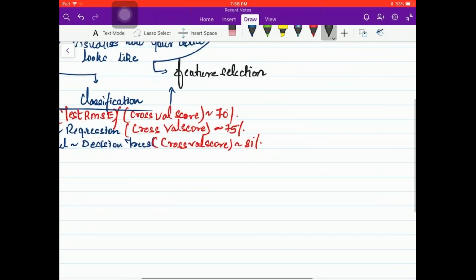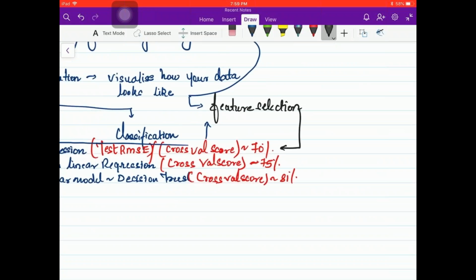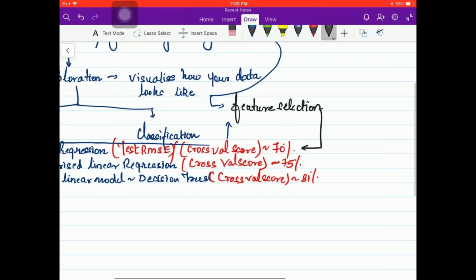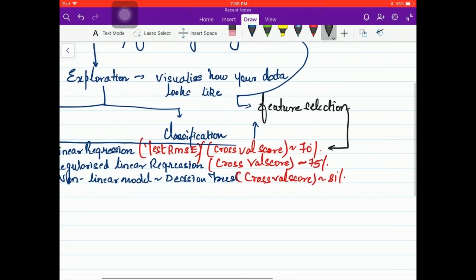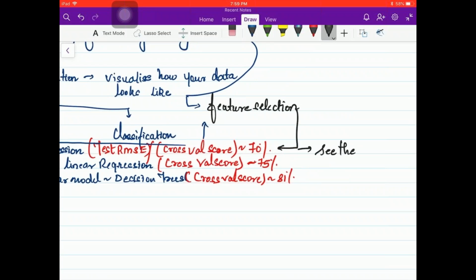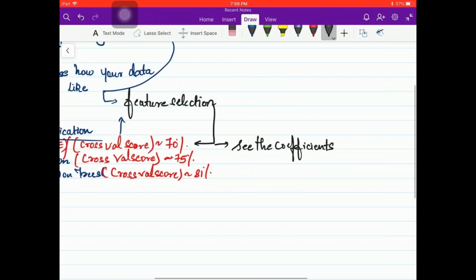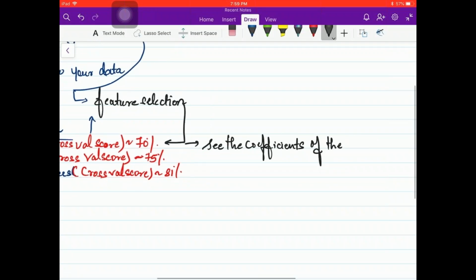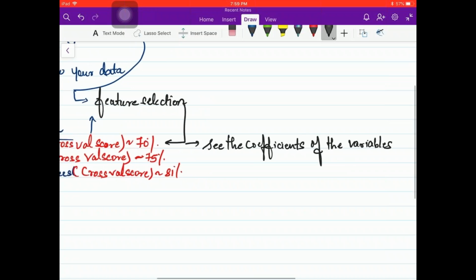So if you do a linear regression, feature selection is always connected with the model. It's not an independent process. Okay, it's always connected to the model. So for example, if you start with a linear regression, then what you do is you see the coefficients of the variables. Okay, we'll see how this is important.